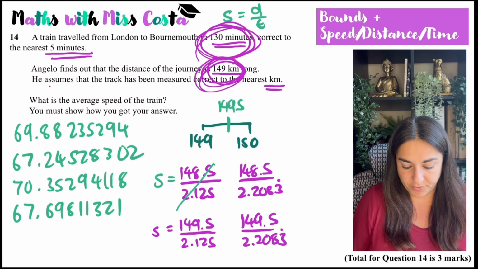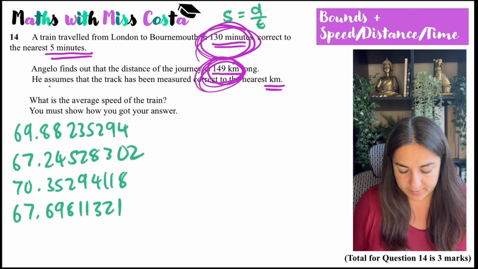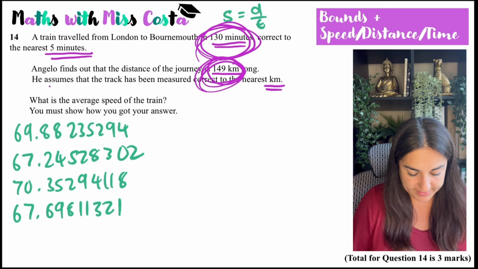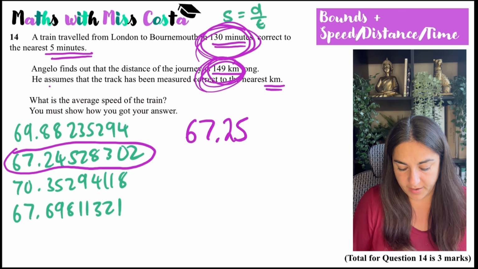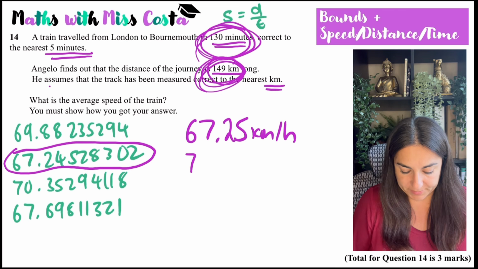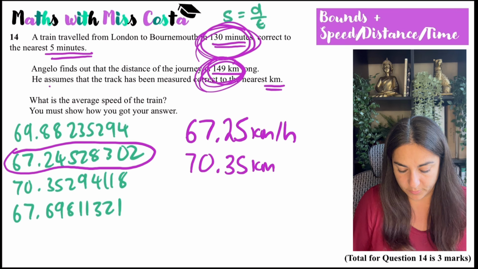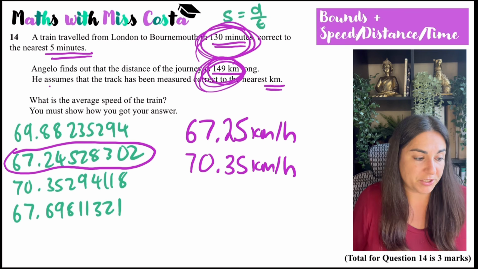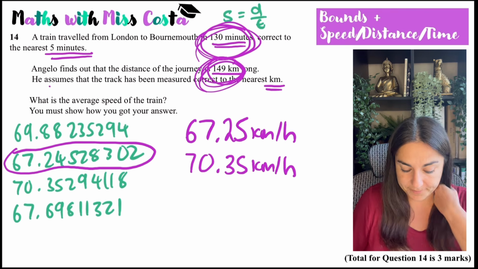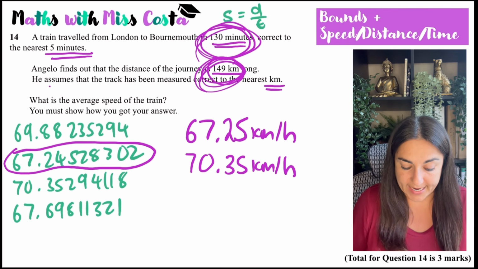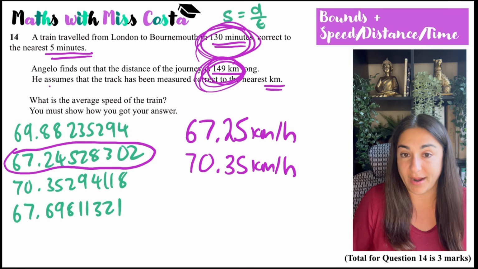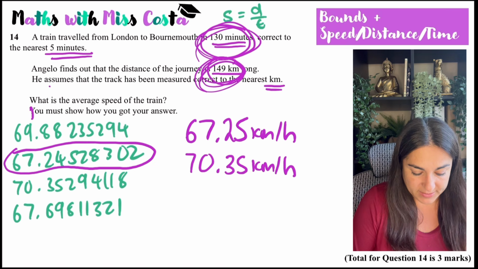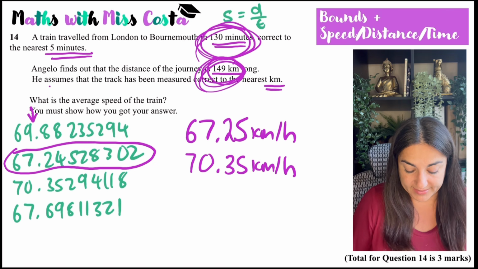So the average speed of the train, well, I know that the lowest speed was 67.25 kilometers per hour, and the highest speed was 70.35 kilometers per hour. So it says you must show how you got your answer. You've got all four of your values here. As long as you've got your working here, we want to think what everything could round to so that it rounds equally. Now, if I rounded to 2 decimal places, that's not going to be very helpful. Let's just say we round to 1 significant figure.